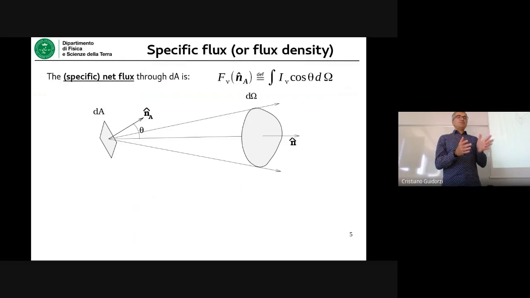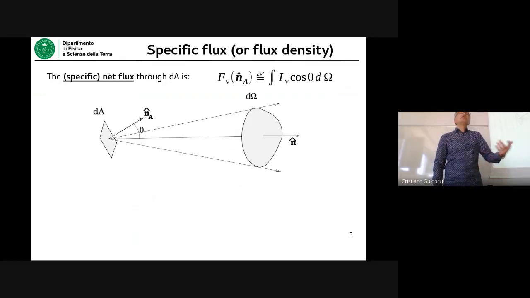So you have the surface with a given direction. So you can define the so-called net flux, which we call F_ν, as a function of the orientation of the surface element, which by definition is just the specific intensity integrated over the entire sky. So it's an integration over the solid angle, times cos θ, where θ is the angle between the generic direction which you are integrating and the fixed direction which is given by the orientation of the surface element.